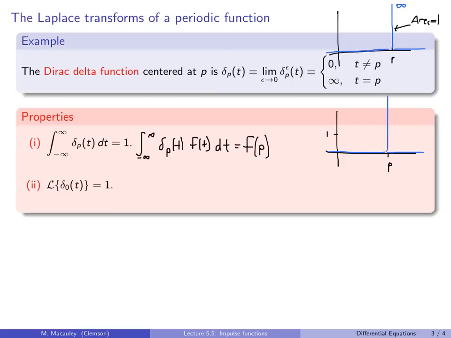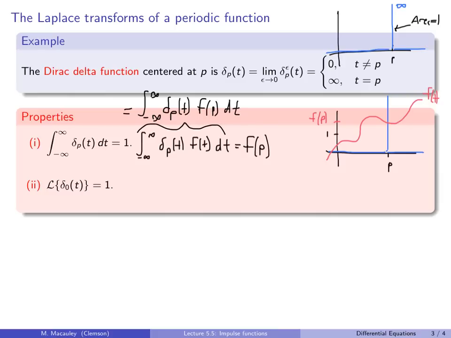Let's take another function. Let's say this is f of t, and so f of p is up here. This is f of p. So multiplying the delta function times f of t, and then integrating, this should absolutely be the same as, tell me if you believe this, integrating over the real line the delta function at t times the constant function f of p dt. Okay?